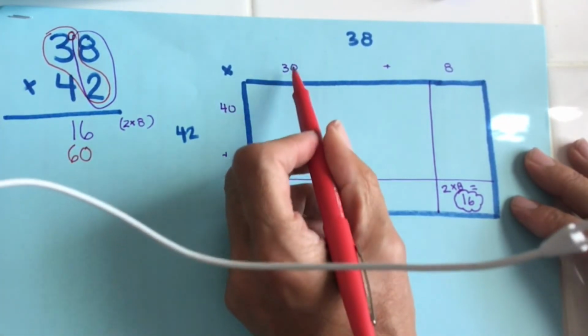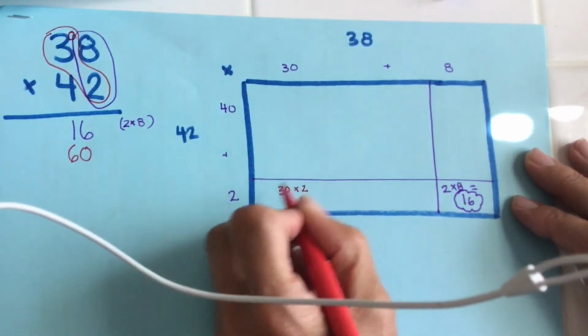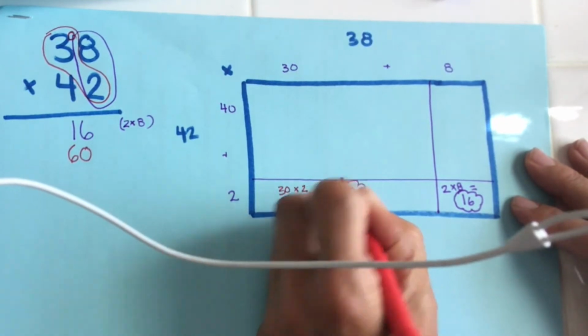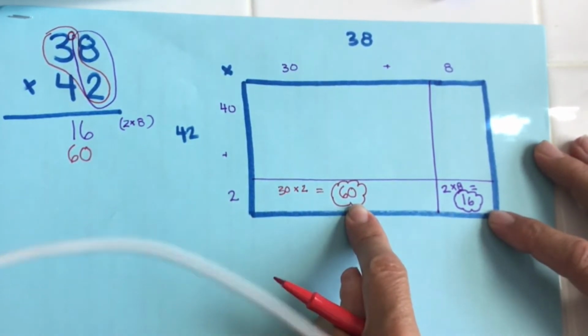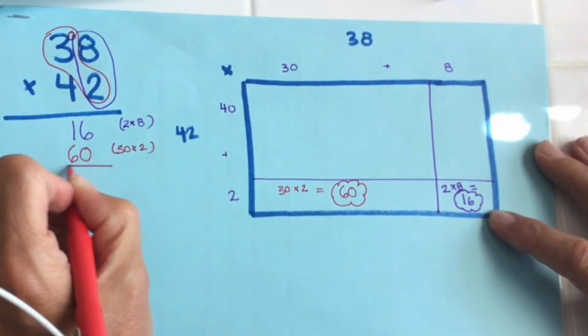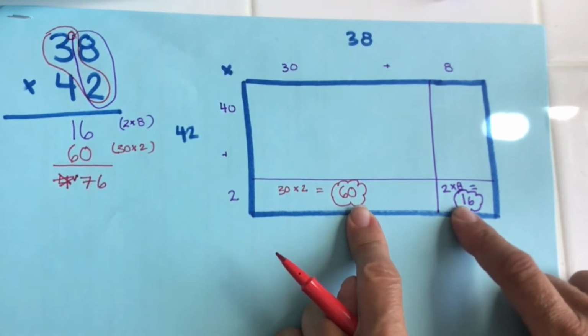Here's where we see that. 30 times 2 is 60. Here's how we're showing it on our array or our area model. So to start, we have this partial product is 76, the same that we can see it here.